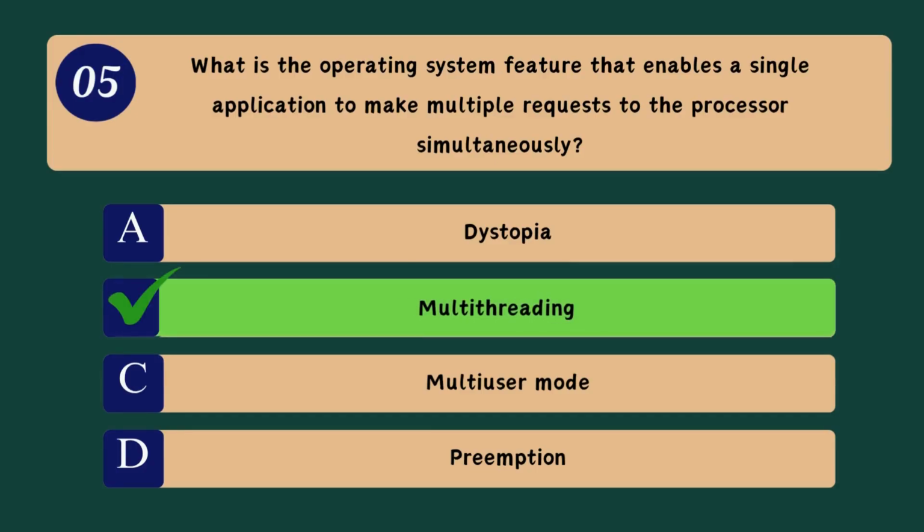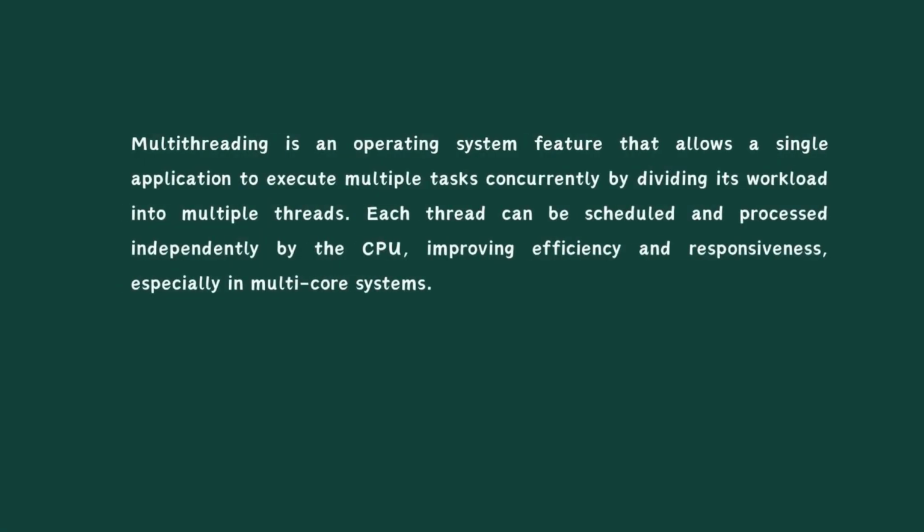Correct answer: B. Multithreading. Multithreading is an operating system feature that allows a single application to execute multiple tasks concurrently by dividing its workload into multiple threads. Each thread can be scheduled and processed independently by the CPU, improving efficiency and responsiveness, especially in multi-core systems.